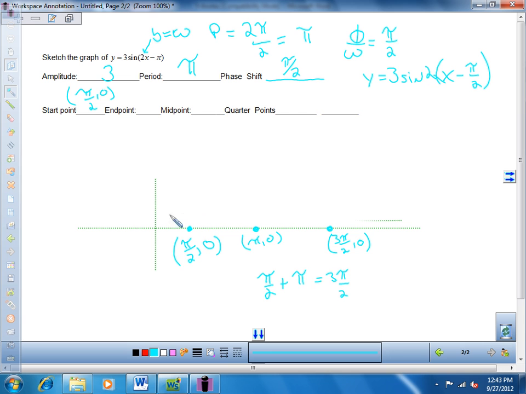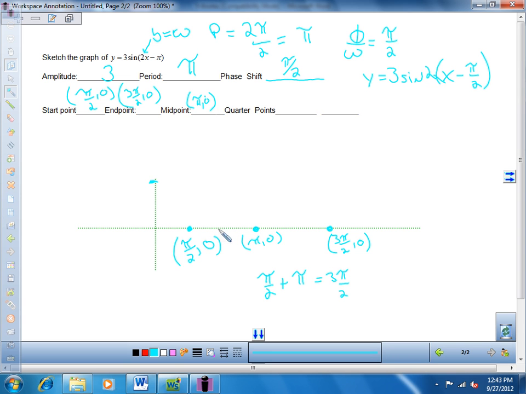So those are 3 points. And then you know, because it's a sine, it starts at 0 and it goes up, and then it comes down. And now all I have to do is figure out what these points are. Well, the endpoint is 3 pi over 2 comma 0. And the midpoint is pi comma 0. And the quarter points are 1/2 of the way between here and here.